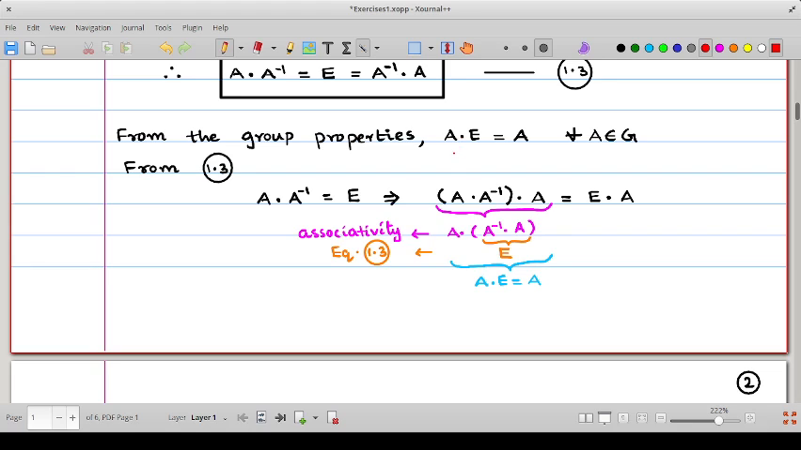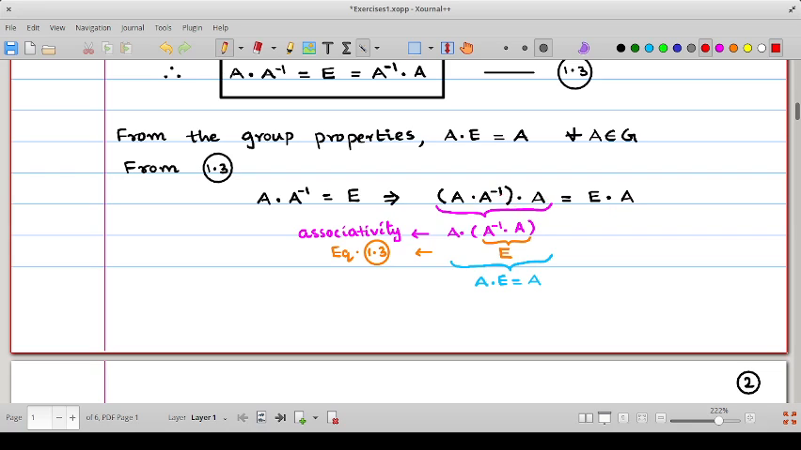Now from the definition of the identity, we have A dot E is equal to A for every element A of the group. We have to show that E dot A is also equal to A. To do that, we first note that we have A dot A inverse equal to E. Then multiplying this identity from the right with A, we get on the left hand side A dot A inverse dot A, and on the right hand side I have E dot A.